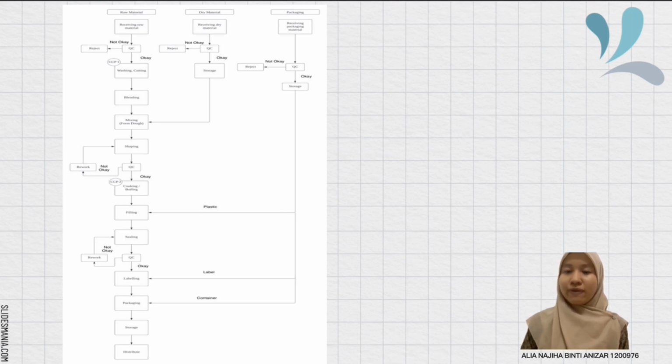The noodles will be filled into the plastic packaging, sealed, and checked before going further to the labeling, packaging, storage, and then it will be distributed.